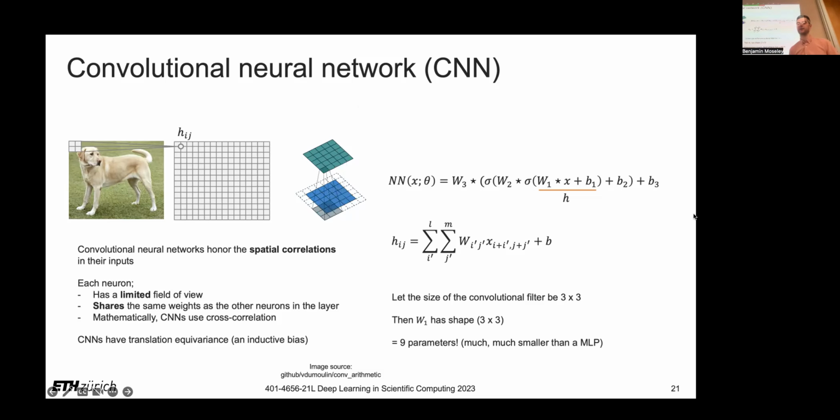Another thing which is interesting, because these weight values are shared, you can easily see that if I shift my input image slightly to the left or to the right, the output of this layer is also going to get shifted, and it's going to be the same output, it's just going to be shifted left or right. And so we call that property translational equivariance.